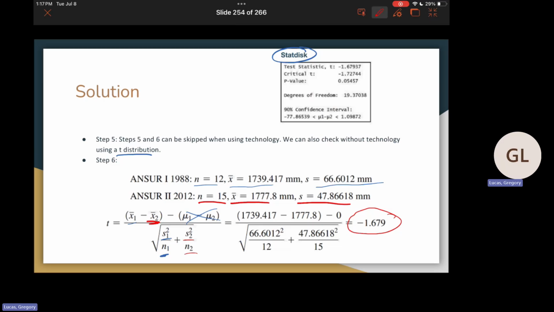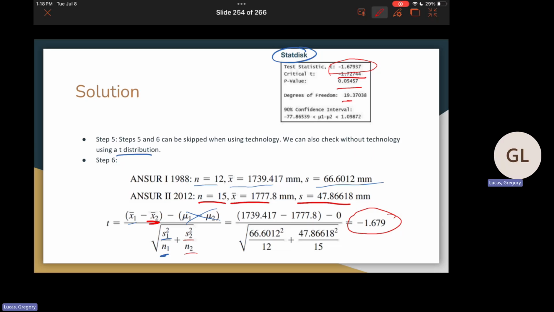Our t-value would be negative 1.679, which, like I said, you could skip this step if you plug the data set into technology. It'll give you that value. And it gives you the critical value and the p-value, which is really nice. So if you want to compare it to the critical value or the p-value, we're going to get the same thing. And then degrees of freedom, if we use technology, is 19.30.